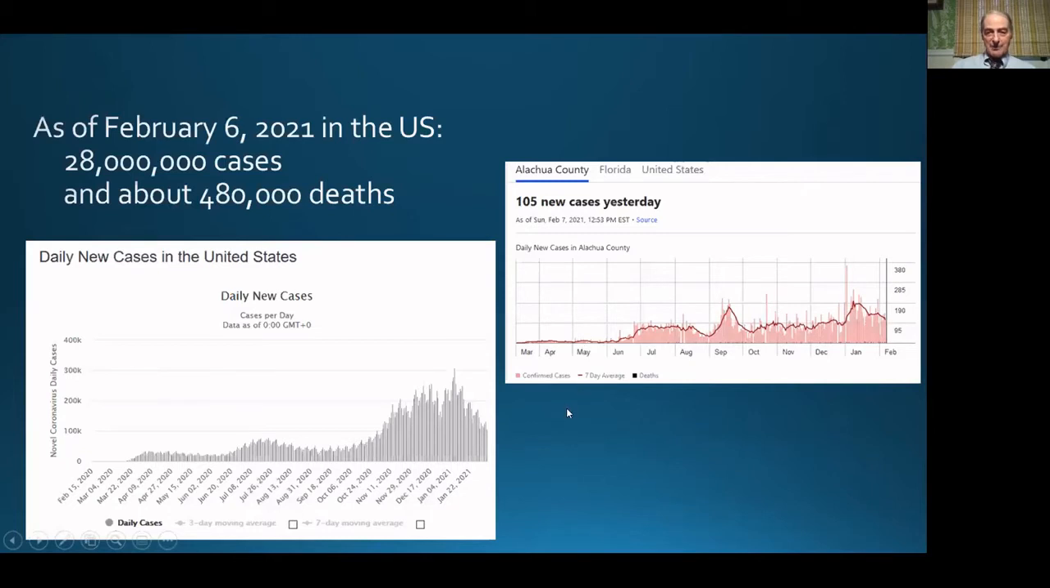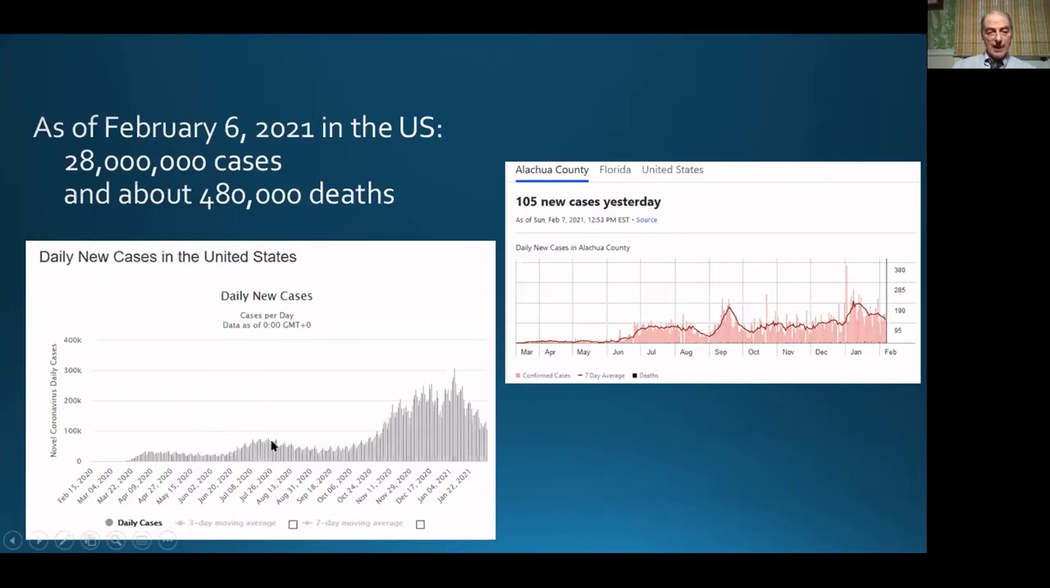That said, let's put this in some kind of perspective. Worldwide, we're over 100 million cases. In the US, it's pushing 28 million cases, with just under 480,000 deaths. That, to me, is just an inconceivable number. This is like Florida Field. If you've ever been to a football game and looked at all the fans, that's like 5 stadiums full of people. It's unbelievable.